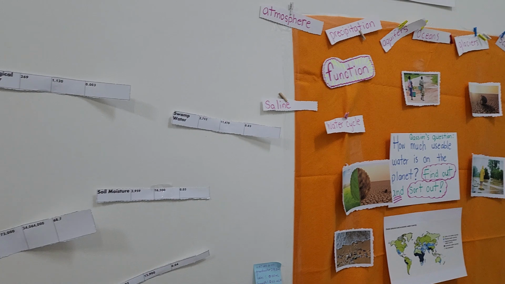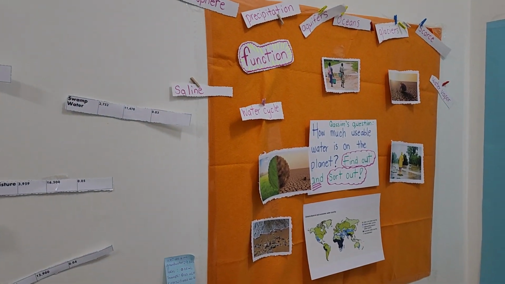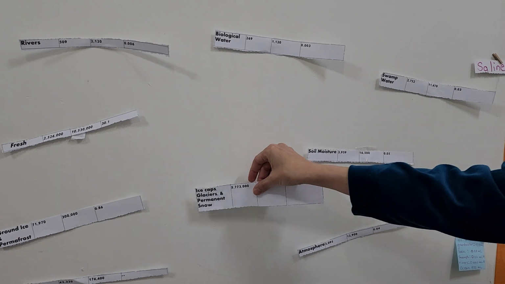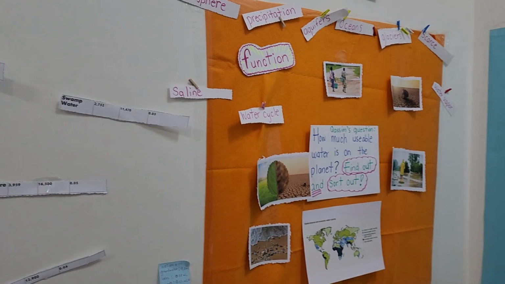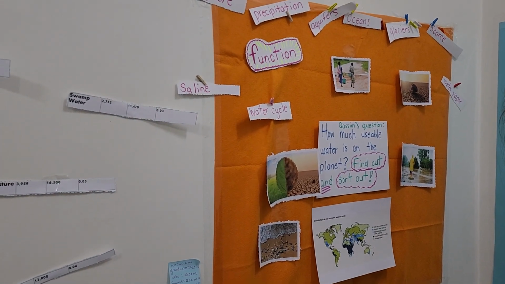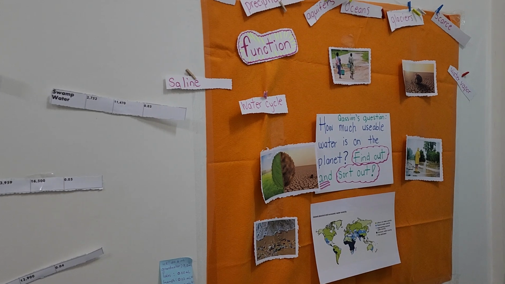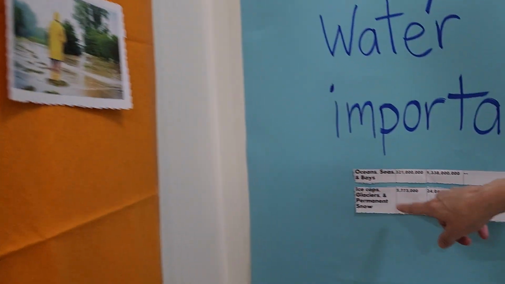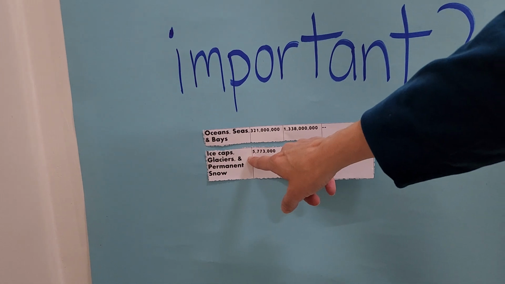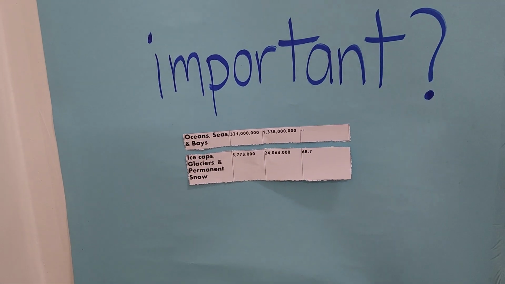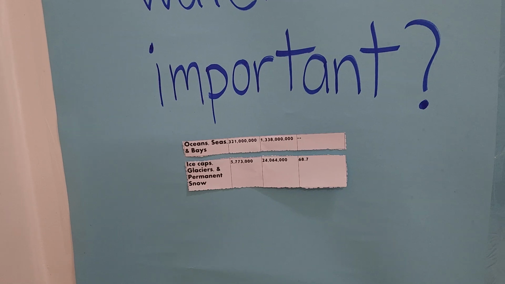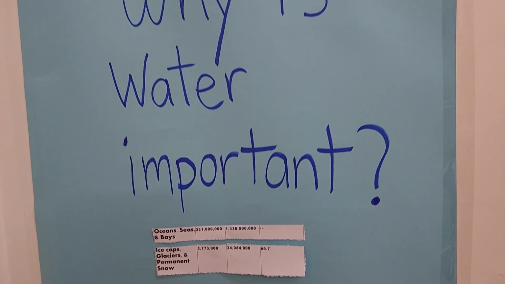All right, who has ice caps, glaciers, and permanent snow? We've got that here, and I will tell them in advance where their number would be. So this number is smaller. That had 321. This one is just 5. So that's a smaller number. 5,773,000.